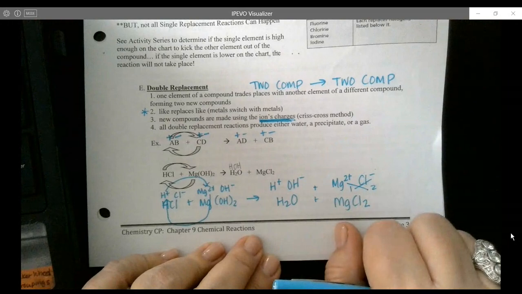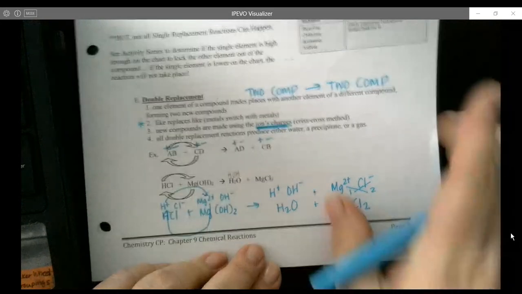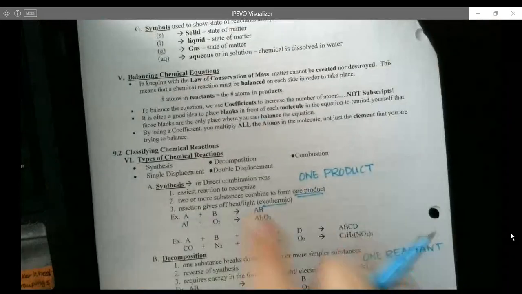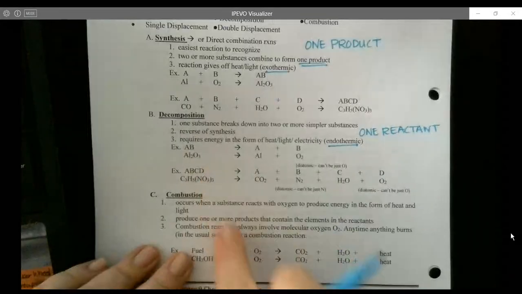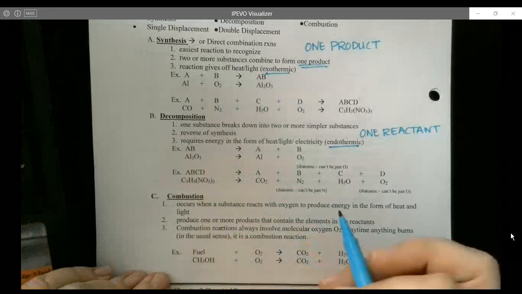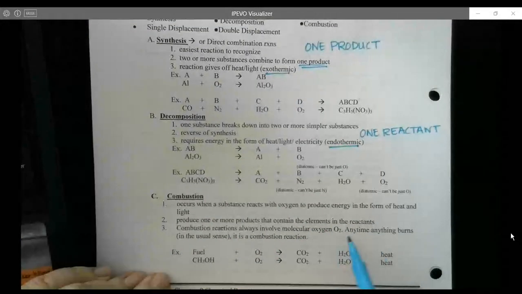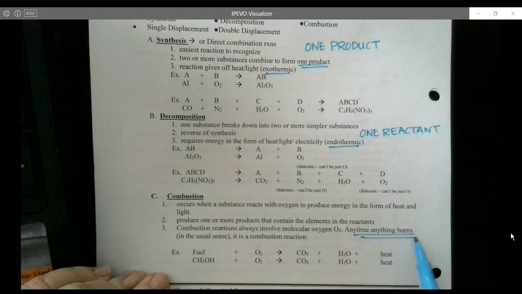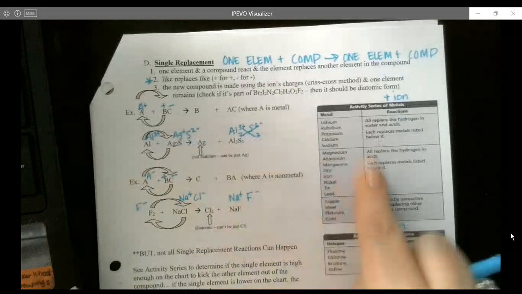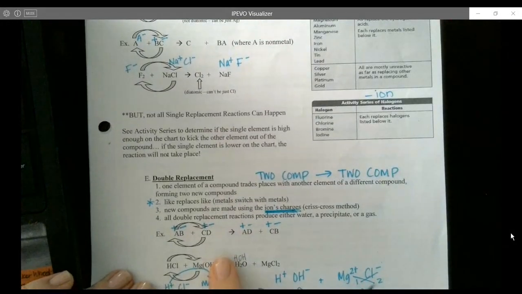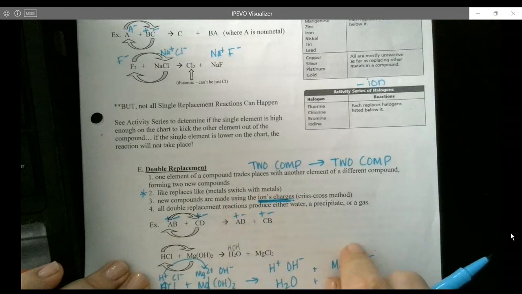Okay, so you've got synthesis, decomposition, combustion. Remember we said this is going to be basically anytime anything burns. You've got single replacement, and if you need to know if it happens, you check your activity series. And then finally, double replacement, swapping partners.